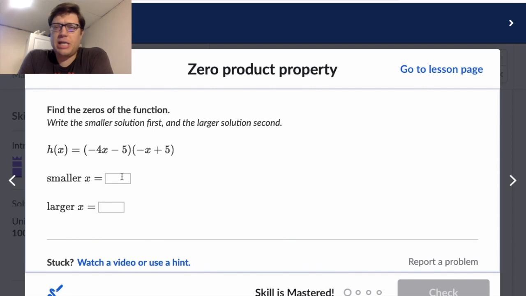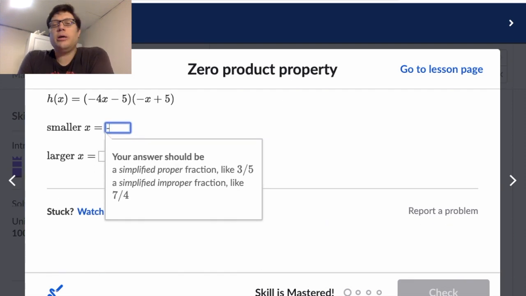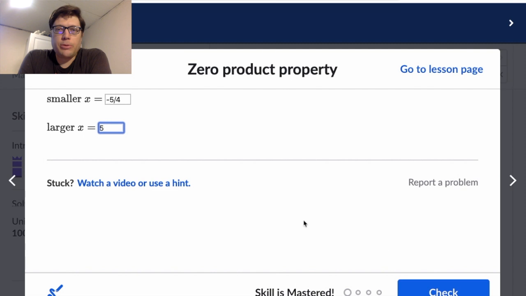Now just get it right. Make sure you type the smaller number. Don't forget your negatives. Make sure that you have your fractions set up properly, and there you go.